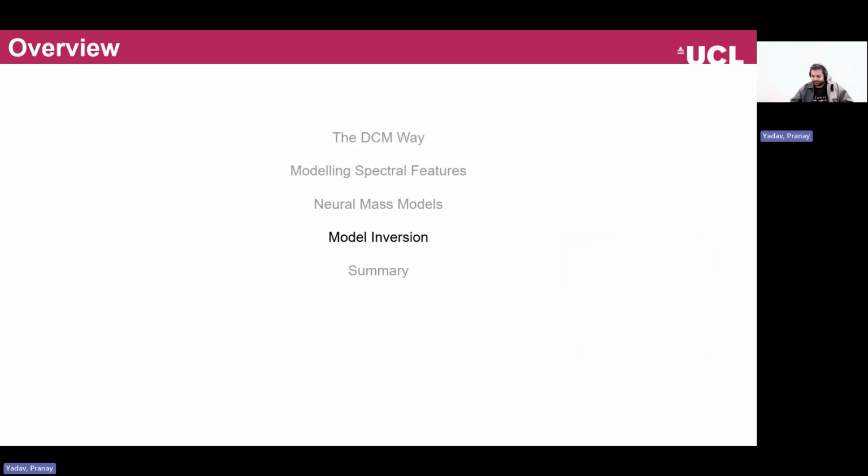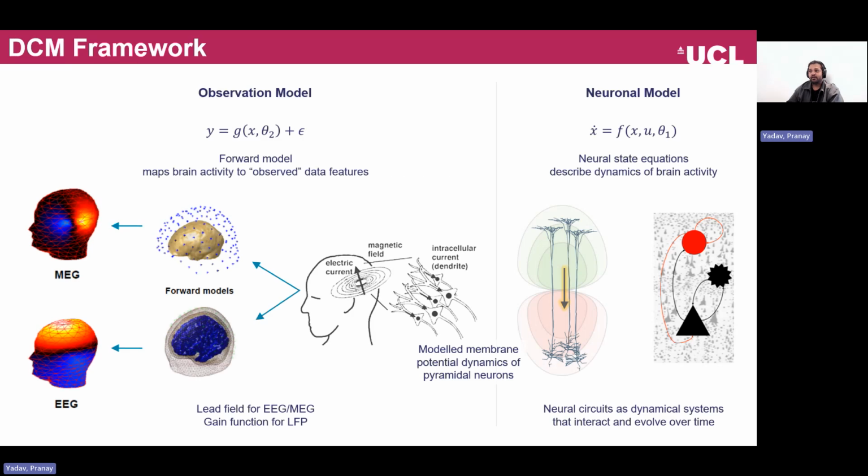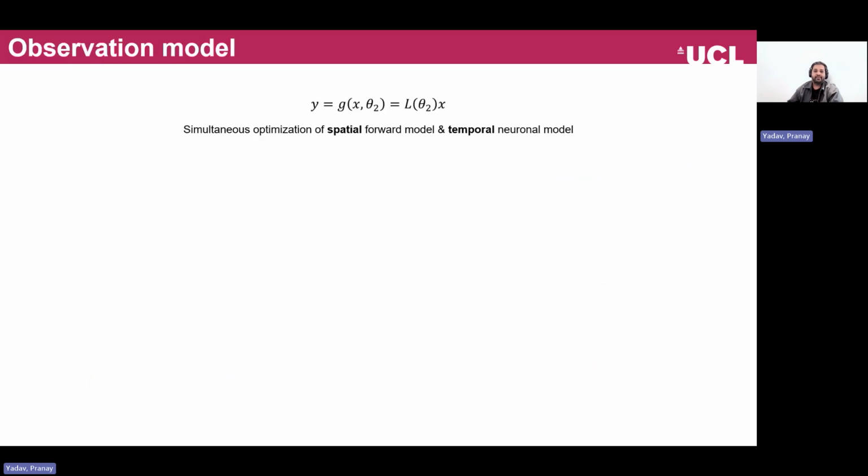Next, we'll see model inversion. How do we fit these models to data? So we've covered the neuronal model. I'll briefly touch upon the observation model. Now, DCM can carry out simultaneous optimization of the spatial component, which is the forward model, the observation model, and the temporal component, which is the neuronal model.